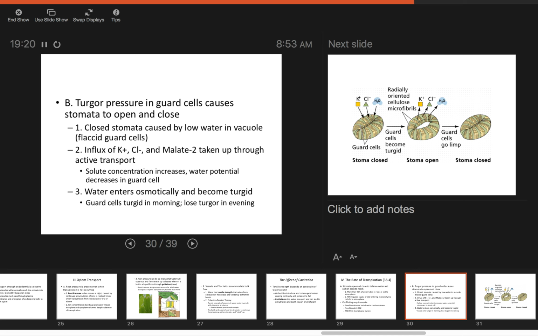The stomata is made up of two cells called guard cells, and they open and close based on their turgor pressure. A closed stomata is caused by low water in the vacuole of these guard cells. So the guard cells are flaccid. If you have an increase of potassium ions or chloride ions and maybe some malates through active transport, well, now your solute concentration increases, causing a low water pressure, and water will rush inside these guard cells. So water rushes inside, and they become turgid, and then they open up like a giant mouth.